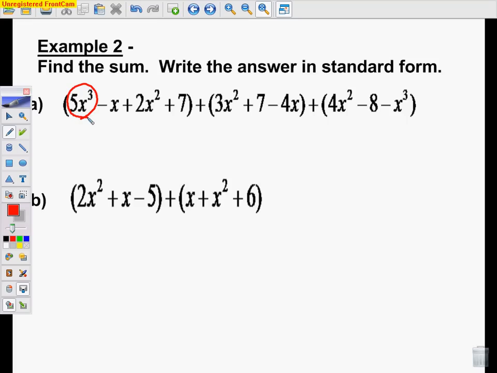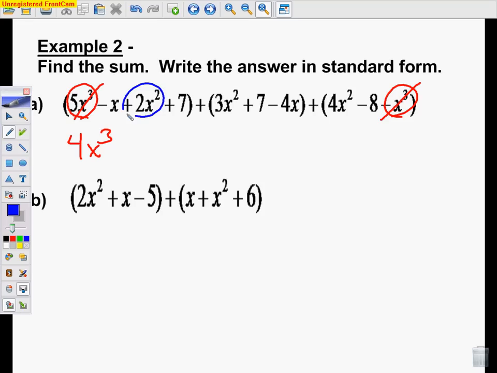Anything is like terms with 5x cubed? Well, this negative x cubed is. What's 5x cubed plus negative x cubed? Well, that's going to be 4x cubed. So we're done with those. Let's cross those out so we know that we don't have to add them again. Next, we're going to go with the x squareds.